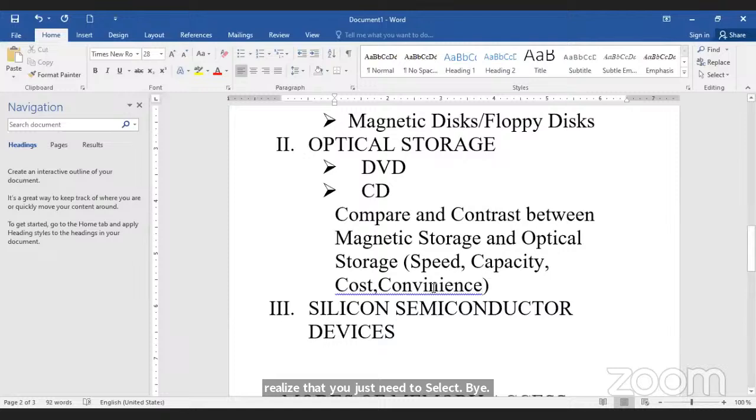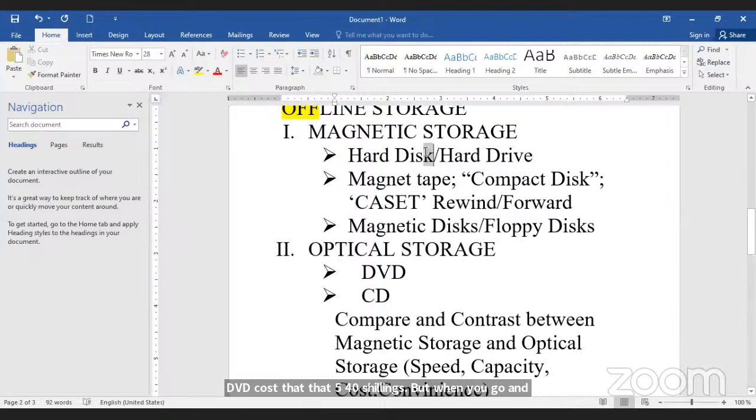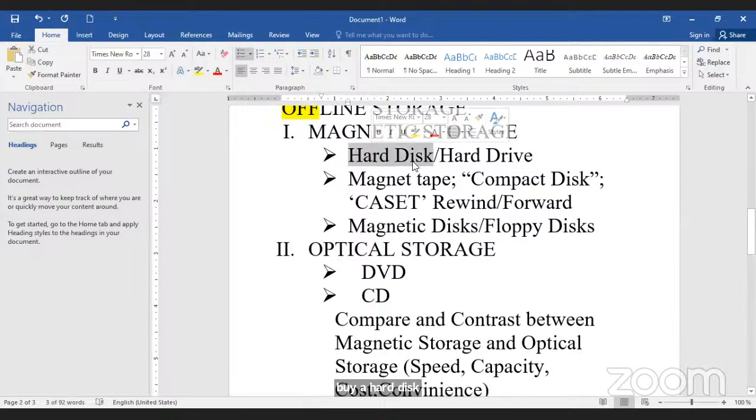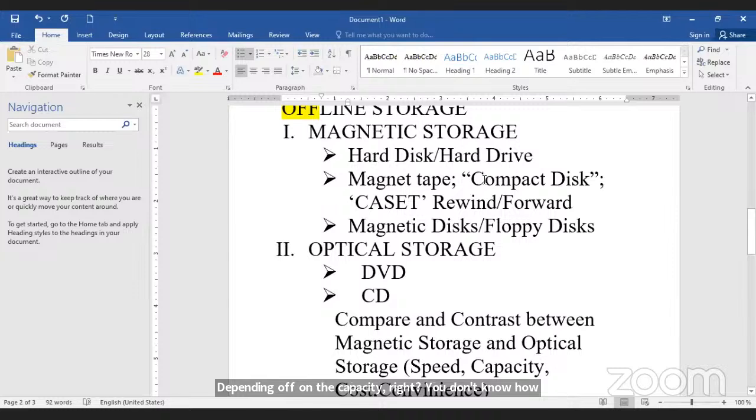Okay? Then another one stores a lot of data compared to another technology. Another technology is expensive. How much does a DVD cost? A DVD costs 30, 35, 40 shillings. But when you go and buy a hard disk, you can buy one at 2,000, 4,000, 6,000, depending on the capacity, right? I don't know how much a magnetic tape costs. I have forgotten the price when you used to buy them some time back.